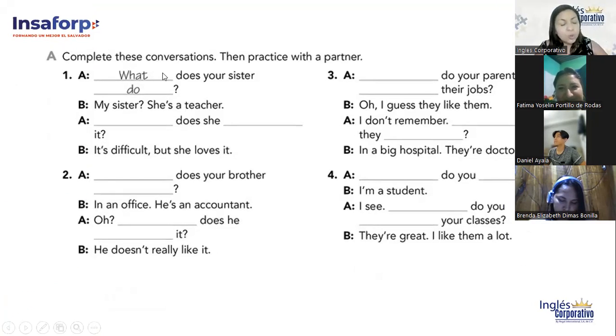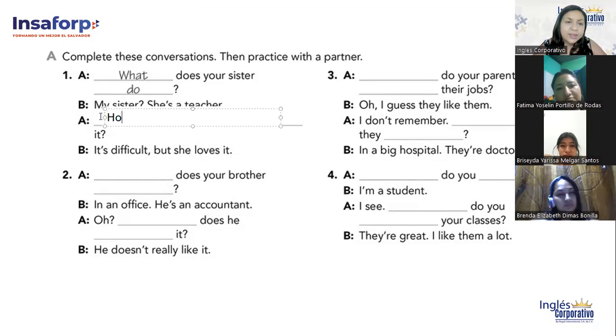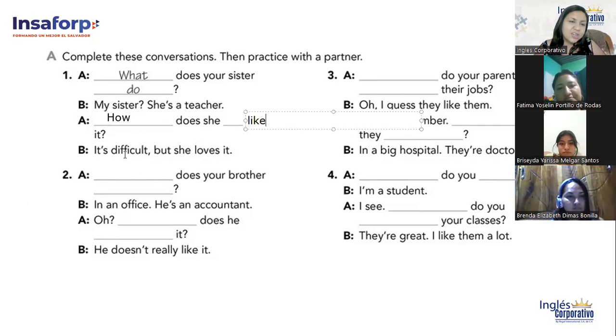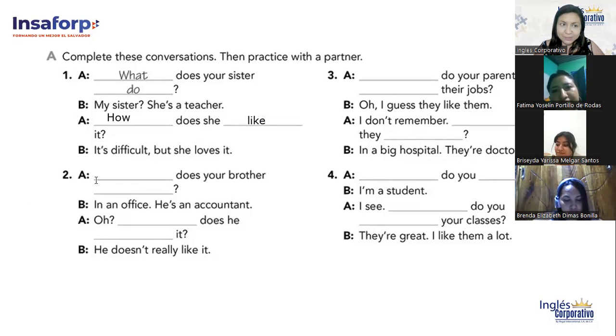Well, we need to complete these questions or these conversations. Okay, in the first we have, what does your sister do? And the answer is, my sister, she's a teacher. What is the question here? The answer is, it's difficult, but she loves it. How does she like it? Exactly. How does she like it? It's difficult, but she loves it. Okay, yes. Being a teacher is sometimes difficult.